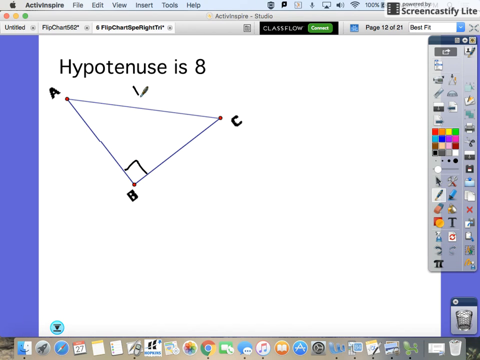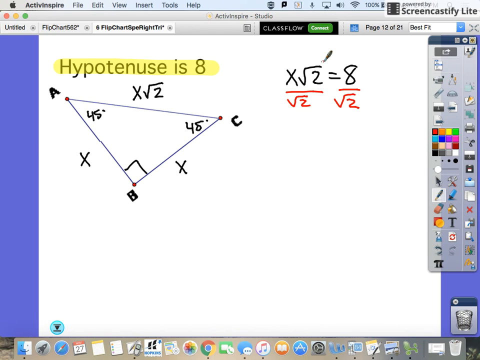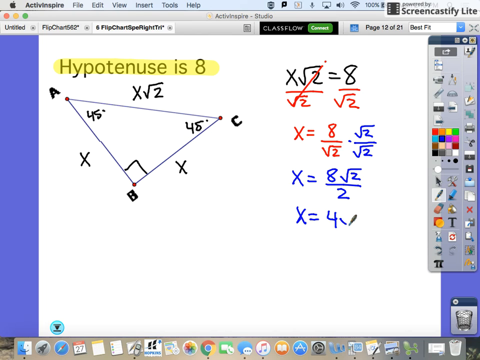Here's our 90-degree angle. Here's our hypotenuse. So our legs are x's. They told us that the hypotenuse is 8. So x root 2 equals 8. That's what we know. What we're going to do is divide by square root 2, divide by square root 2. But then we need to multiply by the conjugate. So we get x equals 8 root 2 over 2, and then that becomes 4 root 2.